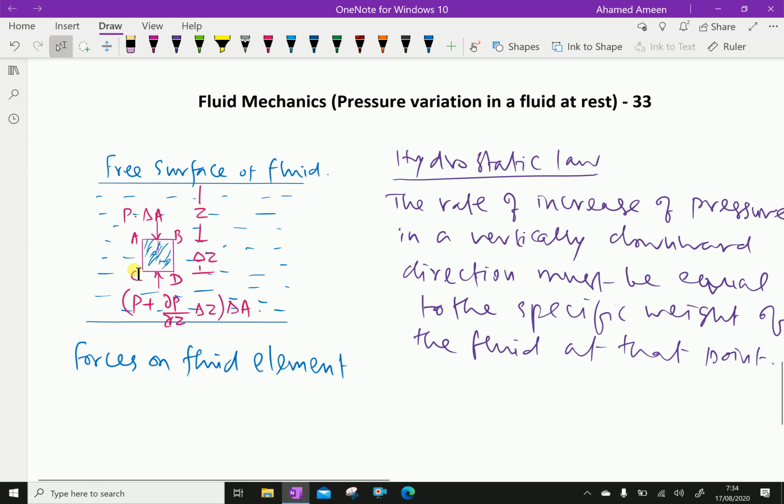That means the body is subjected to pressure by the liquid, depending on how far it is from the free surface, and the pressure varies. If you go deeper in the liquid, we feel more pressure. We can feel this in a swimming pool. As we go deeper and deeper, or deep in the sea, we feel more pressure, because the rate of increase of pressure in the vertically downward direction must be equal to the specific weight of the fluid at that point. If the specific weight is greater, we feel more pressure, and the deeper you go, the more the pressure increases.